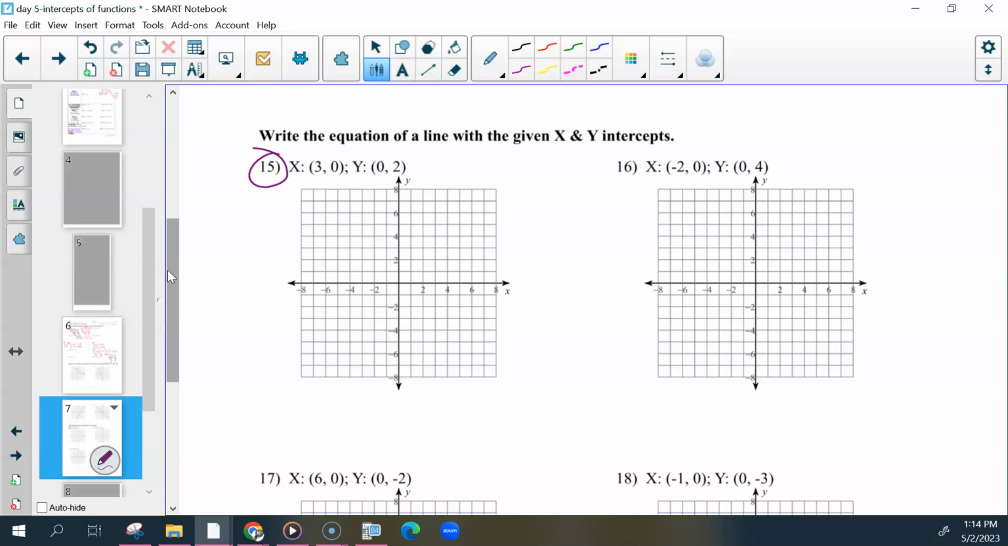15 combines a few things. You're given your x and y intercepts. You need to write the equation, so you need to know your slope. You're given your y-intercept, but you need to know that they go together. So you can do this one of two ways, using the graph or algebraically. So we can plot the points, 3, 0, 0, 2. You can count your slope, down to the right 3 or up to the left 3. Either way, your slope will be negative 2/3.